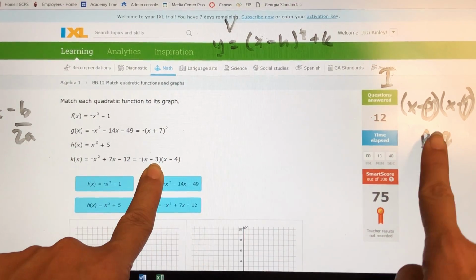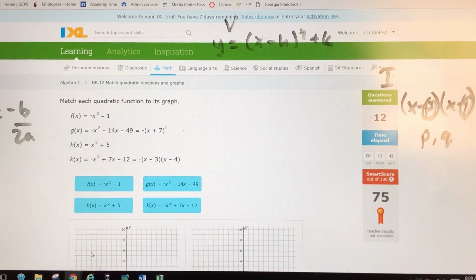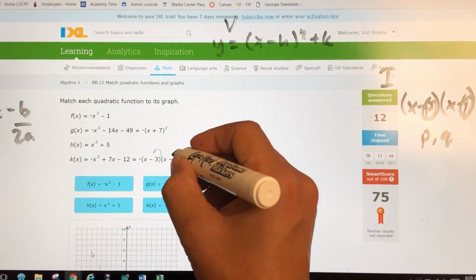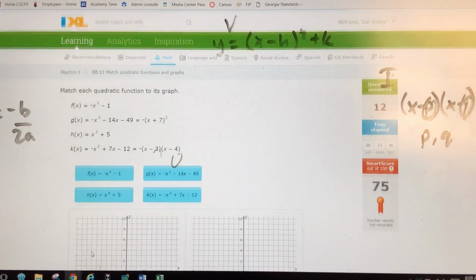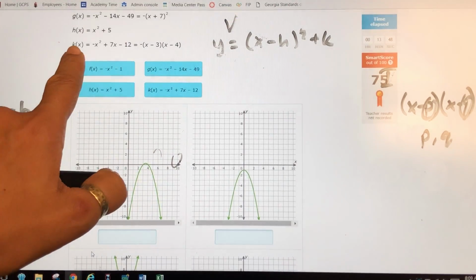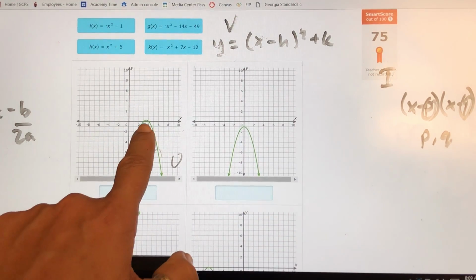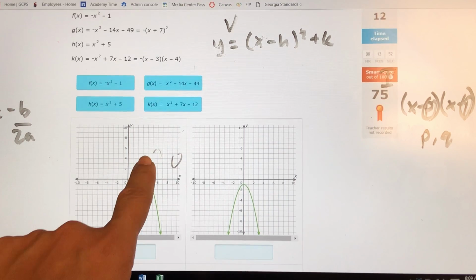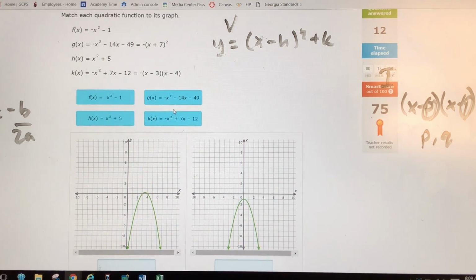It's already minus minus, right? So I don't need to change anything. That means it crosses at 3 and 4. So I'm going to go and see which graph crosses at 3 and 4, and that's K. 3 and 4, this one, and that's K. So I'm going to put this over here.